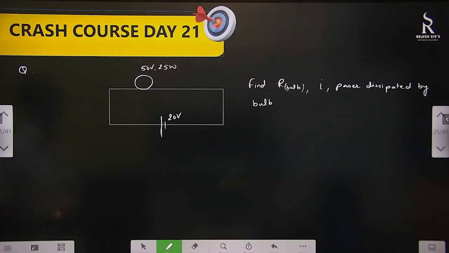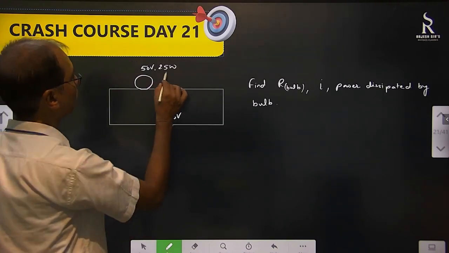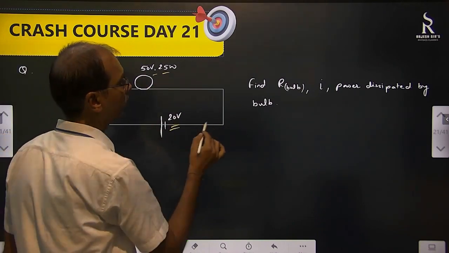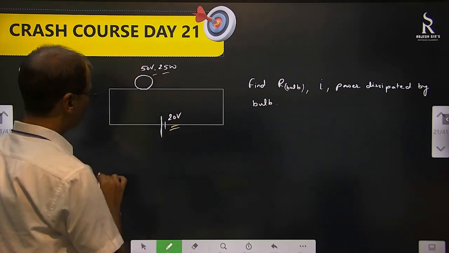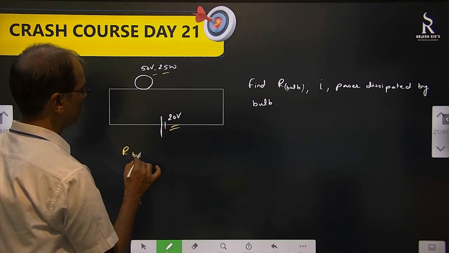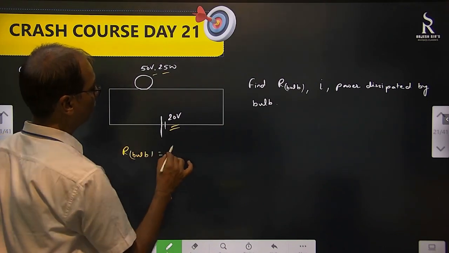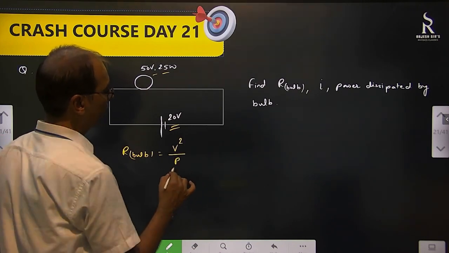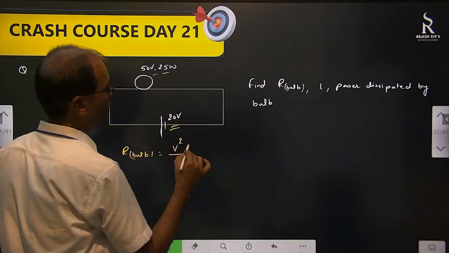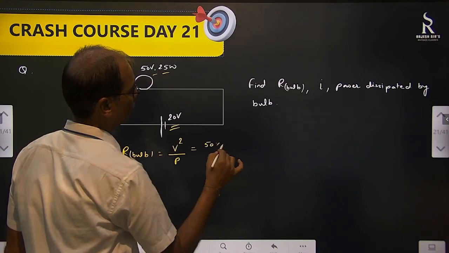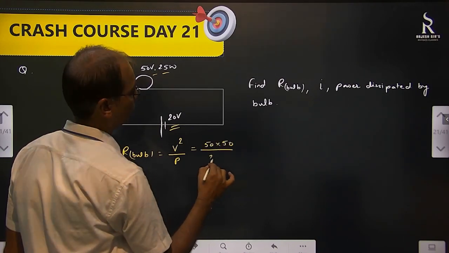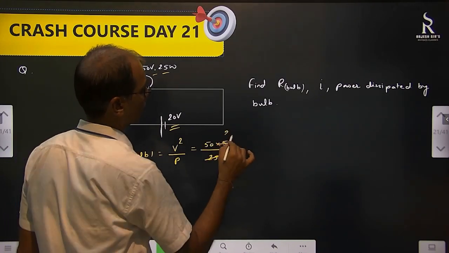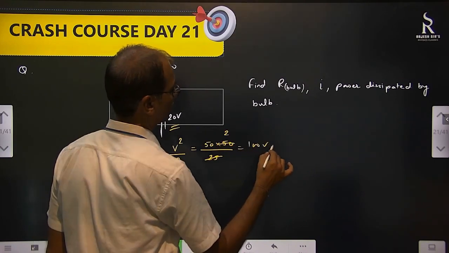Okay. See here what it is. 50 volt, 25 watt bulb, and it is connected across a 20 volt battery. Find resistance of the bulb. Okay, let's find resistance of the bulb first. What is resistance of bulb? Rating potential difference squared by rating power. So 50 volt, 50 into 50 by 25. So 100 ohm resistance of the bulb.